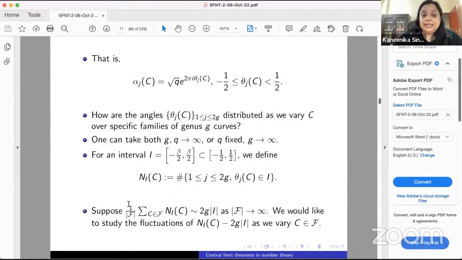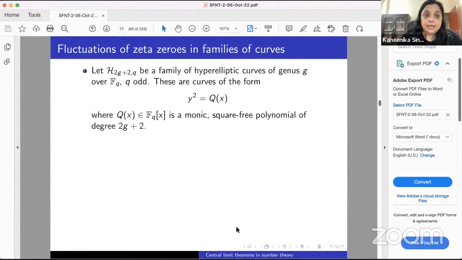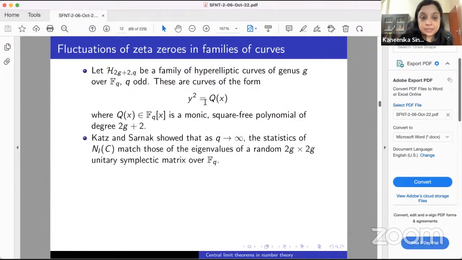So we would like to study the fluctuations of n sub I of c minus this expected value 2g times the length of I as we vary our curves in our families. So again, we had introduced the family of hyperelliptic curves of genus g. These are curves of the form y squared equals q of x, where q of x is a suitable polynomial of degree 2g plus 2.